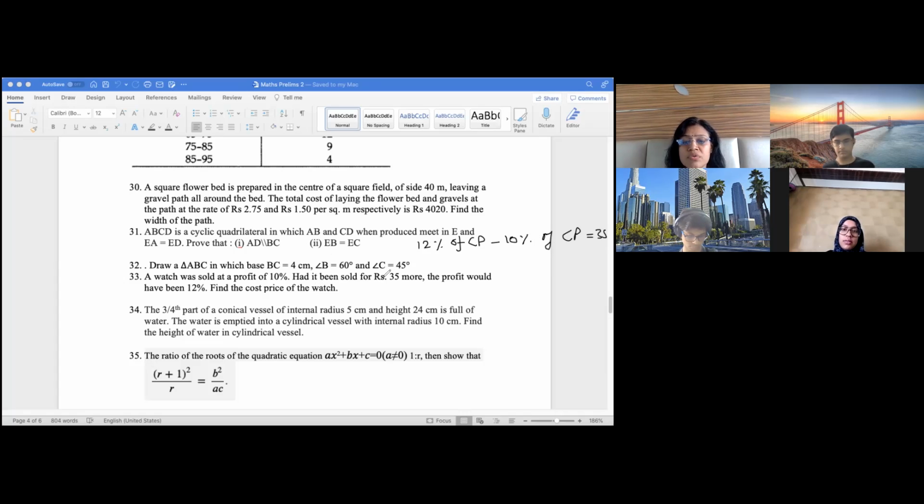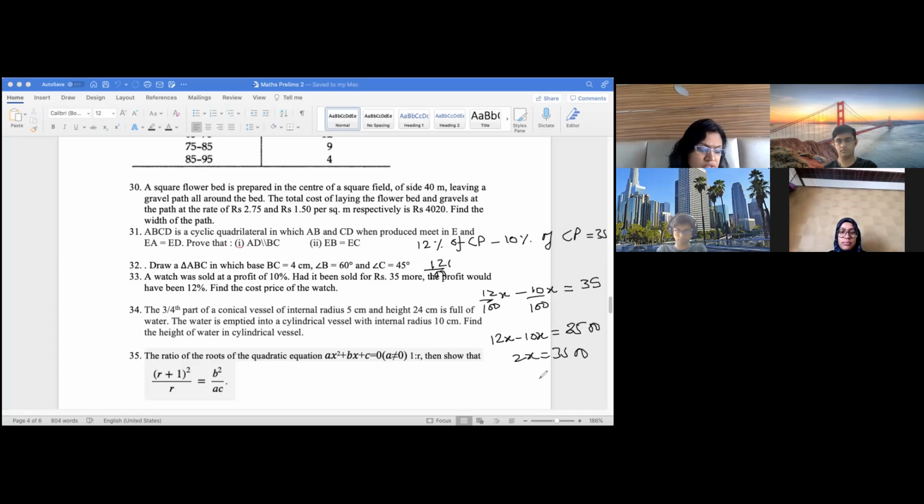Had it been sold for, तो ये कितना हो गया? 12% of CP is SP, right? So SP अगर हमारा 12% of CP पे sold किया है, a watch was sold at a profit of 10%, and had it been sold, so 12 by 100 x, if x is CP, minus 10 by 100, 35. कोई भी मेथड से कर सकते हो, शॉर्ट मेथड I am doing. So LCM निकाला, ये हो जाएगा 12x minus 10x is equal to 3500. So 2x is equal to 3500. So x is equal to 1750. ठीक है, और वो लॉन्ग कट वाले मेथड से भी कर सकते हैं, same answer you will get.